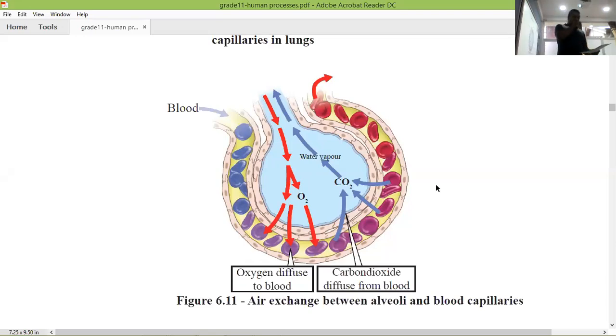Start writing. Inhaled air finally reached the alveoli. It contains more oxygen and less carbon dioxide. Or in brackets, you may write it as oxygenated blood.